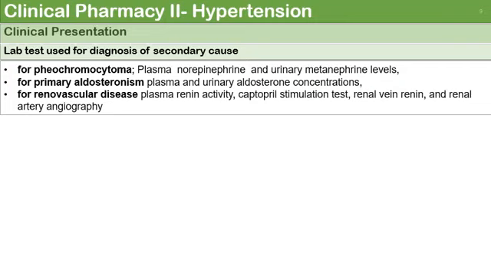The other lab tests are used for diagnosis of a secondary cause. For pheochromocytoma, we may use measurement of plasma norepinephrine and urinary metanephrine level, or vanillylmandelic acid. For primary aldosteronism, we can measure plasma and urinary aldosterone concentration. For renovascular disease, we can measure renin activity, captopril renin activity, where the renin is highly elevated in case of renovascular or renal artery stenosis. Captopril stimulation test, renal vein renin, and renal artery angiography could be used for assessment of renovascular disease.